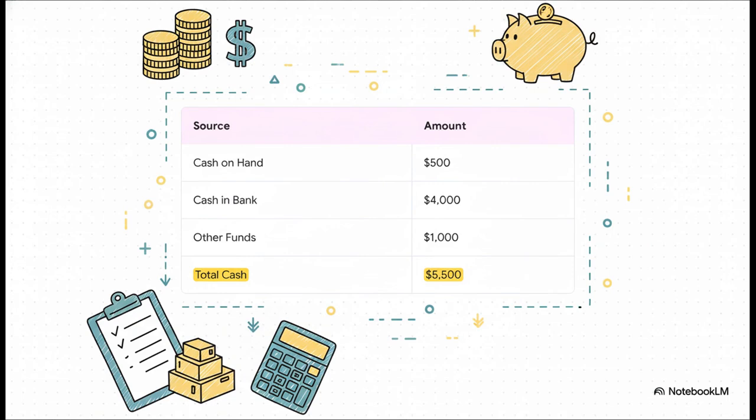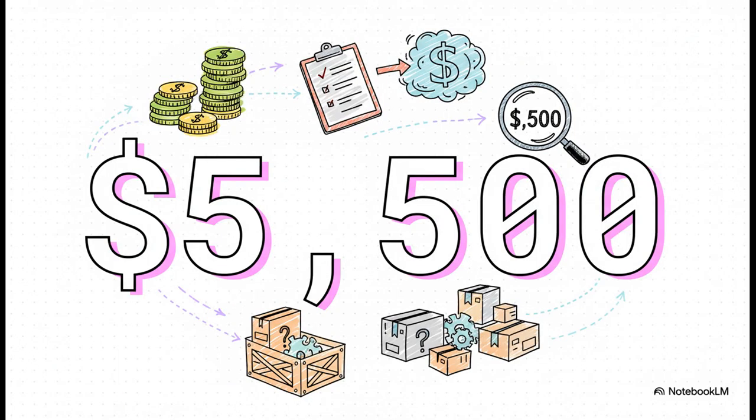Imagine a small shop. They've got $500 in the till, $4,000 in their checking account, and another $1,000 stashed in a business savings account. To get the total cash asset, you literally just add them all up. And boom, that gives us a total cash asset of $5,500. This is the first and easiest piece of our puzzle. It's the most liquid part, the money you can use today.